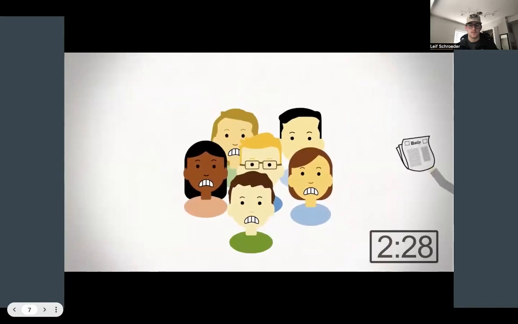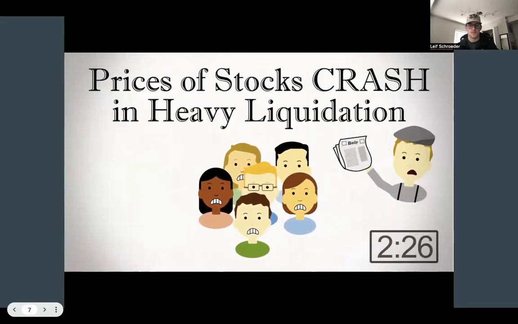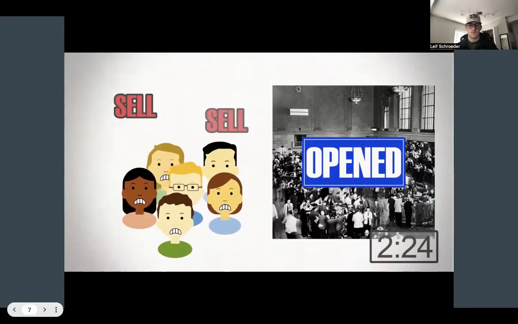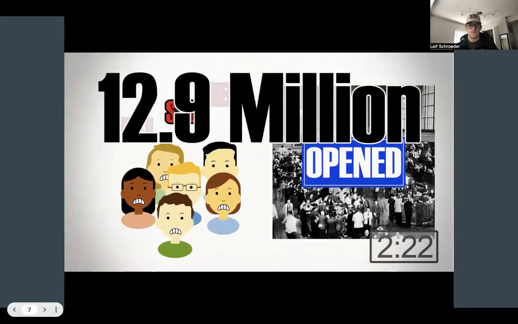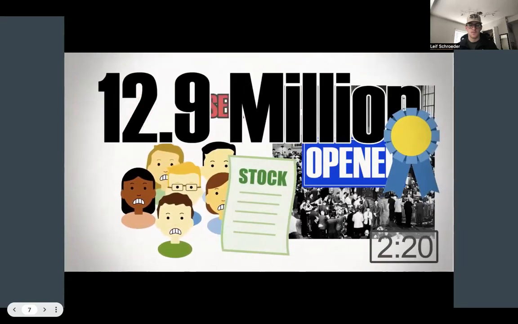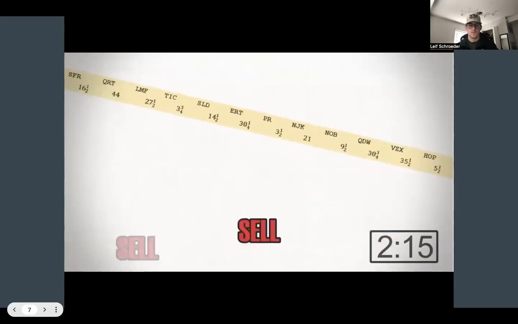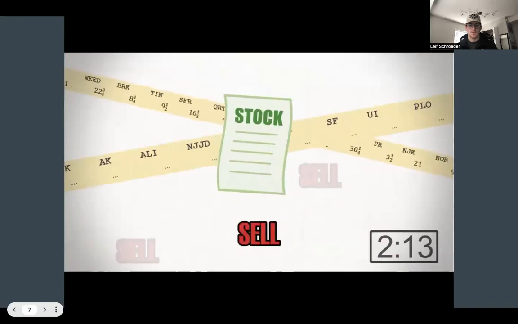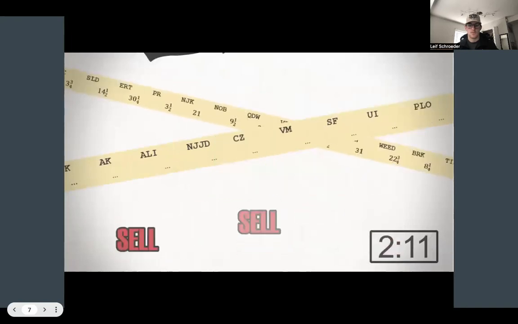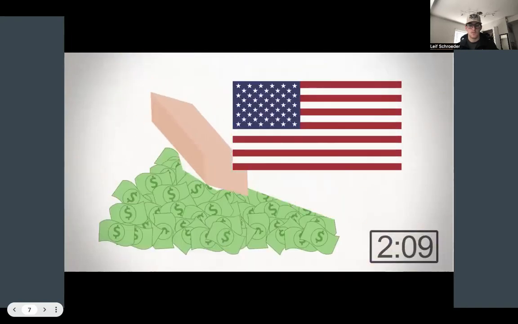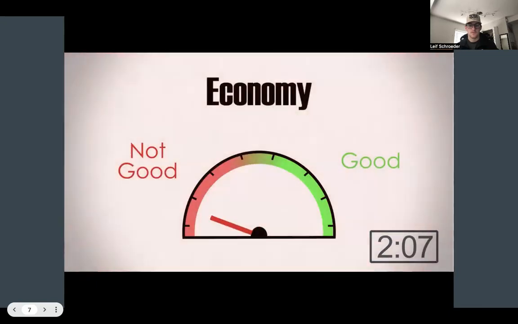Investors have been royally spooked, with headlines reading, and when markets open, they start to sell, and I mean sell. 12.9 million shares to be exact, a new record. And at opening bell, things fall 11%. People are selling so much that price takers can't keep up with the volume, so people don't even know what their selling price is. And all this selling is dragging the stock market down, erasing large chunks of America's wealth, and things are about to get worse.